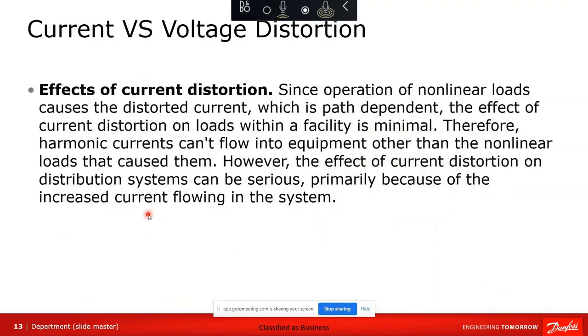If you look at the effects of current distortion, since operation of nonlinear loads causes distorted current, which is path dependent, the effect of current distortion on loads within a facility is minimal. I have a laundry list of what those effects are; we'll go over it in a minute. Therefore, harmonic currents can't flow into equipment other than the nonlinear loads that cause them. However, the effect of current distortion on distribution systems can be serious, primarily because of the increased current flowing in the system.